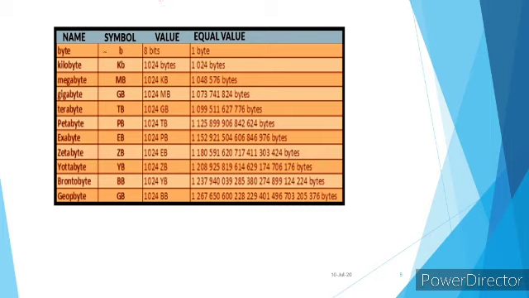Now here you can see everything is in small case, so that is why this is taken in small case. Byte means B, which is 8 bits, means 1 byte, right? 1 KB means 1024 bytes. 1 MB means 1024 KB. 1 GB means 1024 MB. And you can see how these bytes go on increasing.